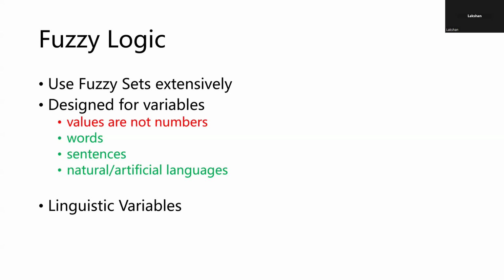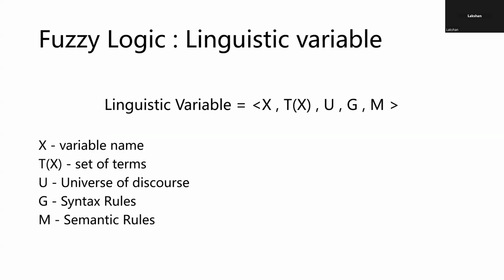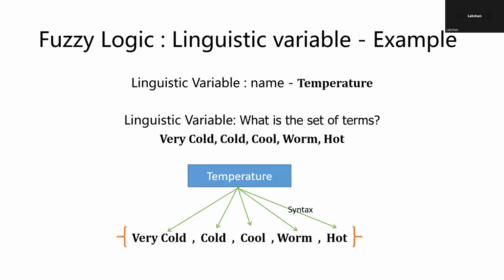So these linguistic variables can be used for many machine learning applications using fuzzy logics. When it comes to fuzzy logics or linguistic variables, we need to know five terms or five definitions: variable name, set of terms, universe of discourse, syntax rules, and semantic rules. So let's start with an example, and I will explain these one by one.